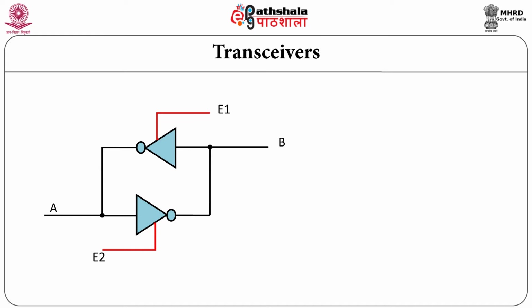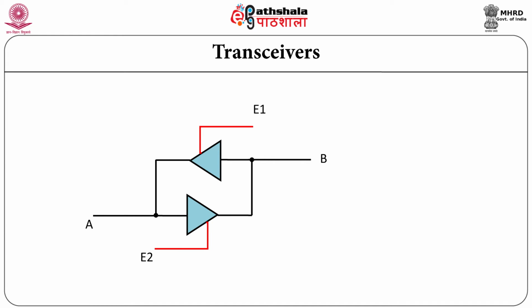When active high input is provided at enable input E1, then data is transferred from A to B in a complemented form. When the enable input E2 is at logic 1, then data is transferred from B to A in the complemented form. Let us consider the example of buffers as transceivers.